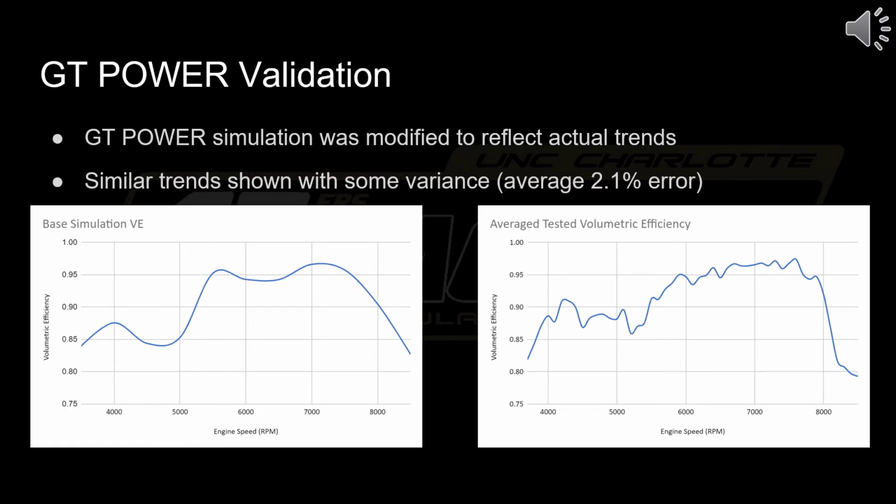For GT-Power validation, the GT-Power simulation was modified to reflect actual trends. Similar trends are shown with some variance, with an average percent error of 2.1%. Looking at both the graphs, we got our base simulation that we got through GT-Power, and then we got our average tested volumetric efficiency from the data we got from running the engine on the dyno.